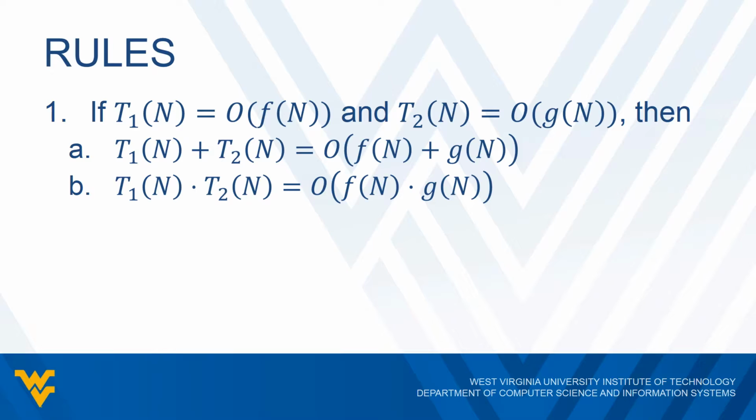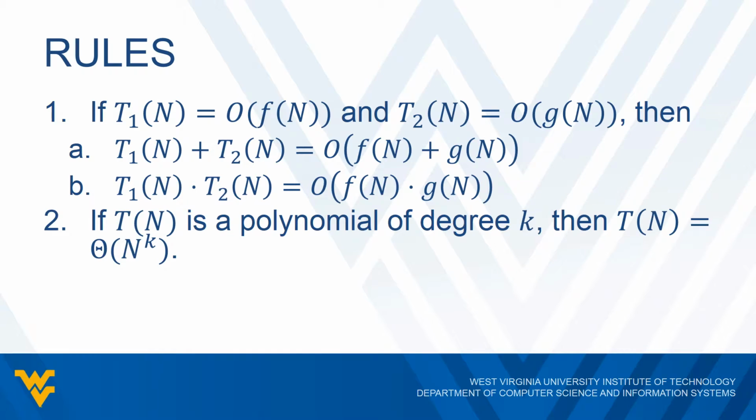Now, the second rule is if T of n is a polynomial of degree k, then that means that T of n is going to be theta of n to the k. So this means that we have a very tight bound. So if T of n is a polynomial of some degree k, so it could be like n cubed plus n plus 5, something like that, then T of n is going to be theta of n cubed in that particular example. So we know it's bounded above and bounded below by that n to the k.